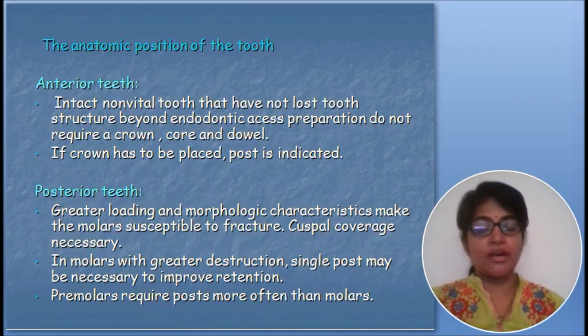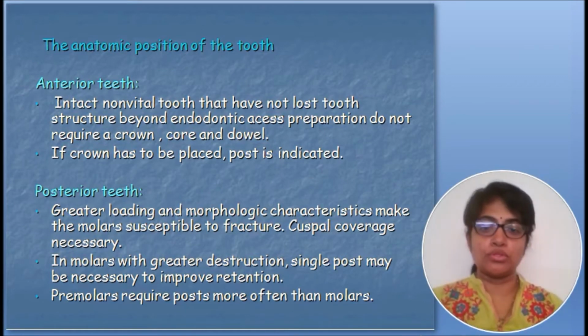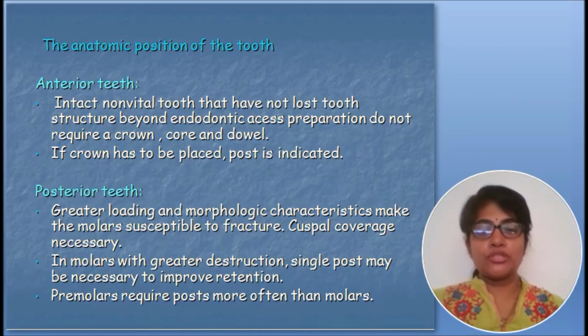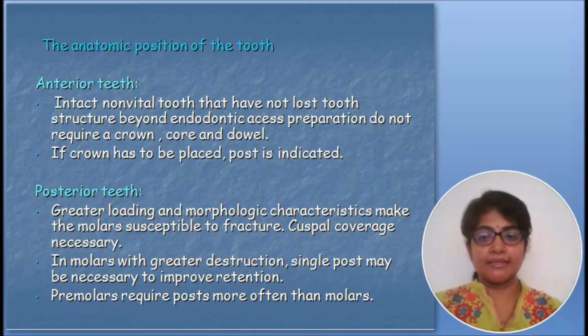The anatomic position affects the prognosis also. Anterior teeth, the ones which are intact and non-vital tooth that have not lost tooth structure beyond the endodontic axis preparation, do not require a crown, core or a dowel or a post. If crown has to be placed, post is indicated. For posterior teeth, greater loading and morphologic characteristics make the molar susceptible to fracture. Cuspal coverage is necessary. In molars with greater destruction, single post may be necessary to improve the retention. Premolars require posts more often than molars.